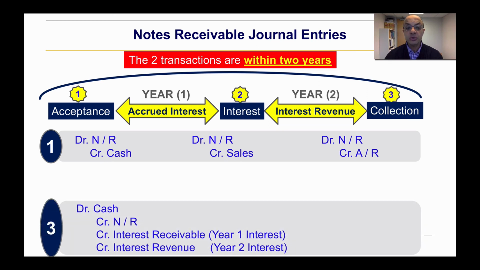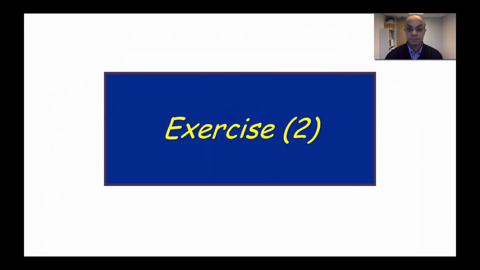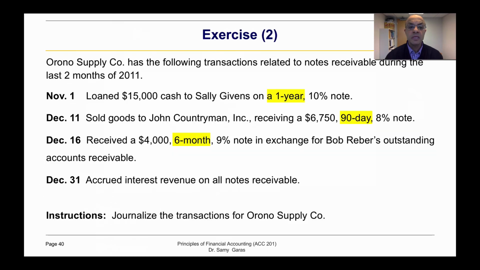In the third journal, you will see that we have two different accounts for the interest: interest receivable, which is counted for year one, and interest revenue for year two. But for this situation, we use another journal that we haven't used in the previous situation, where we debit interest receivable and credit interest revenue for the amount of interest that happened in year one. Let us look at the second exercise to show you how we calculate it.